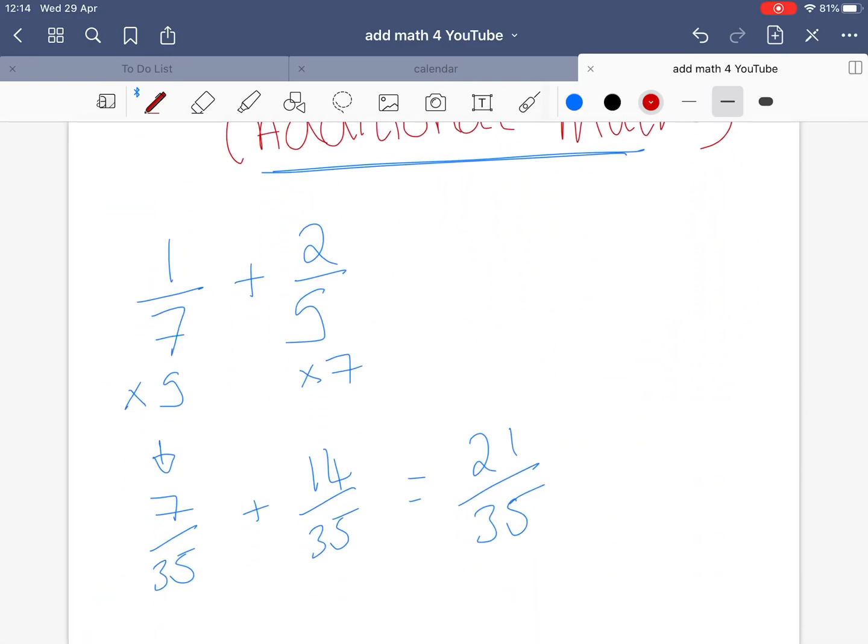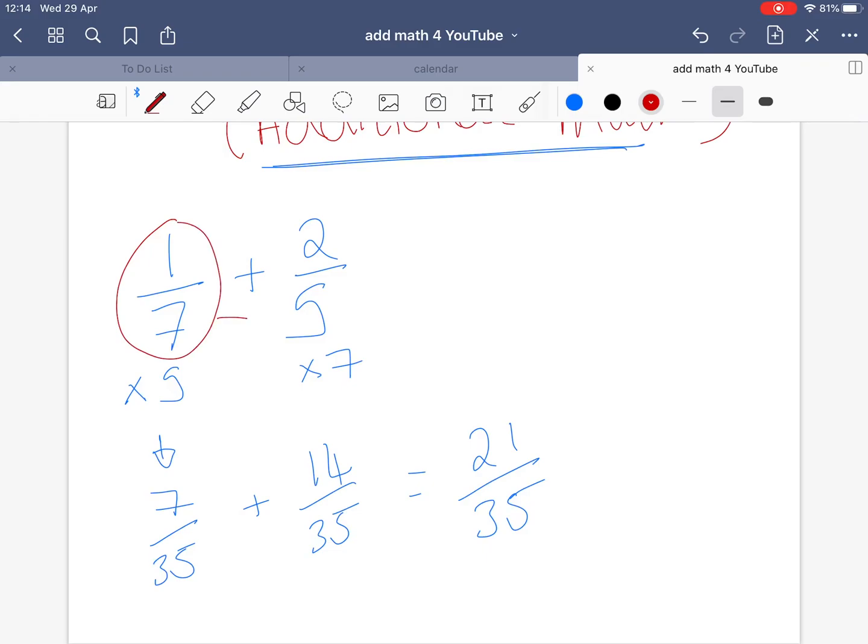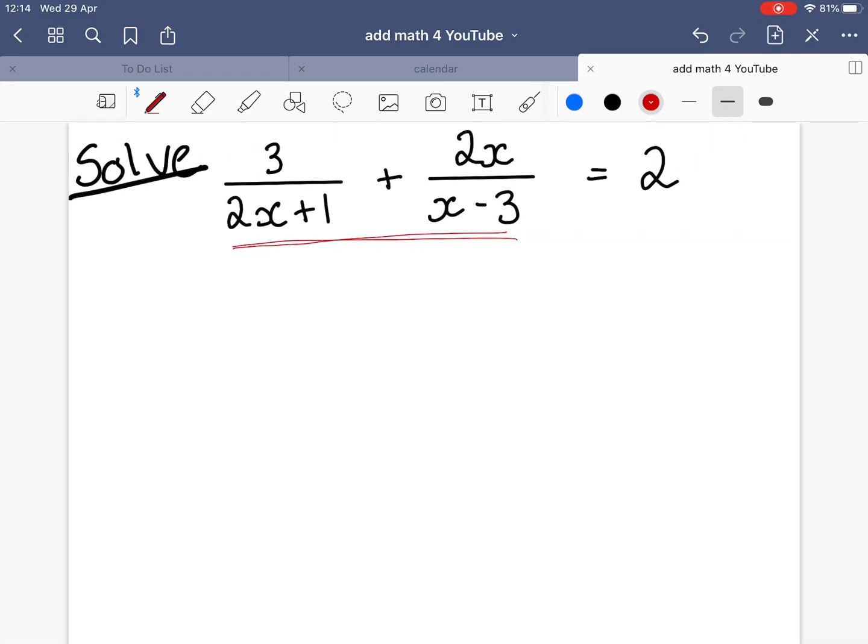So in my previous example, I cross-multiplied. I multiplied this first fraction by the 5 and this second fraction by the 7. So I want to do the same thing. I want to multiply all of this first fraction by x minus 3 because that's the denominator of here. And I want to multiply all of our second fraction by 2x plus 1 because that's the denominator of the first fraction. So when you're multiplying with fractions, I want to multiply the top and the bottom.